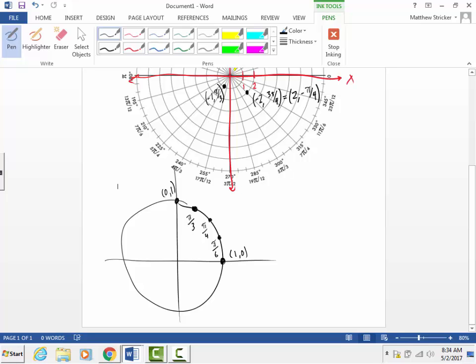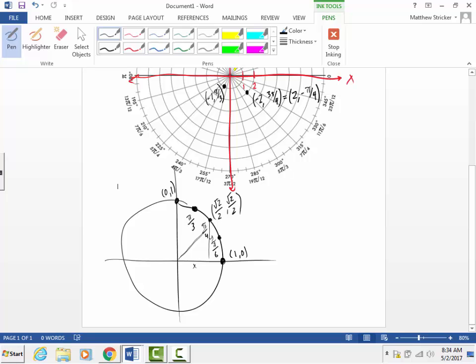At pi over 4, we have this triangle, and with that triangle the x and the y are equivalent. Everybody agree with that? It's a 45, 45, 90. The x and y are the same. They're both root 2 over 2.